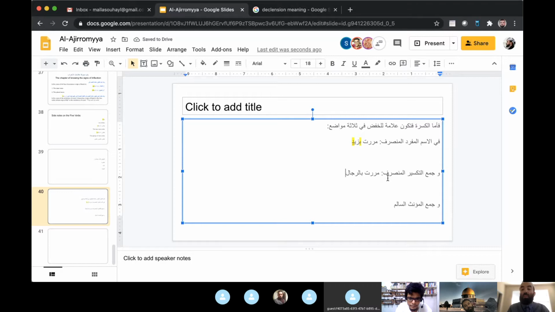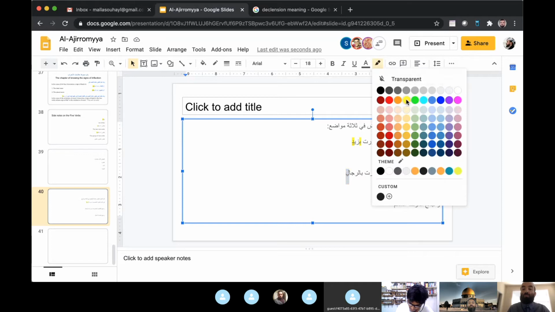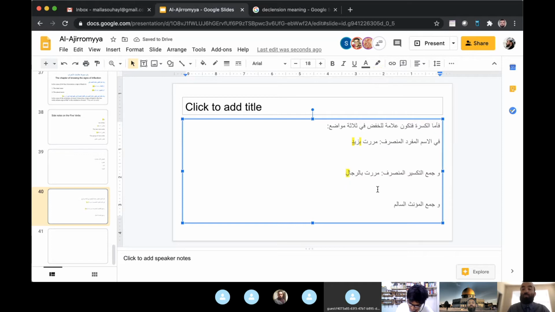Ar-rijal is a broken plural that is fully declinable, and here we put a kasra because there is a ba, which indicates that ar-rijal is makhfud, meaning it has the inflection of khafd. We know that rijal is a broken plural. Therefore, we have to give it the kasra to indicate it is makhfud. Does everyone follow this? If at any time I lose you, please stop me so we can explain more.